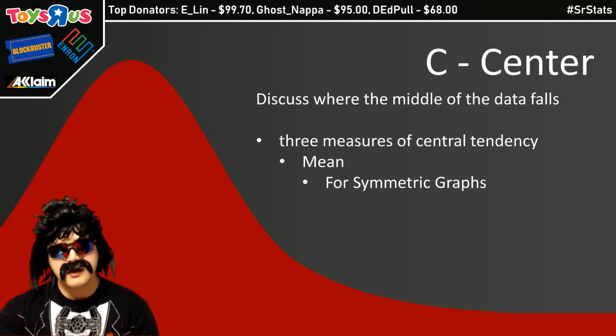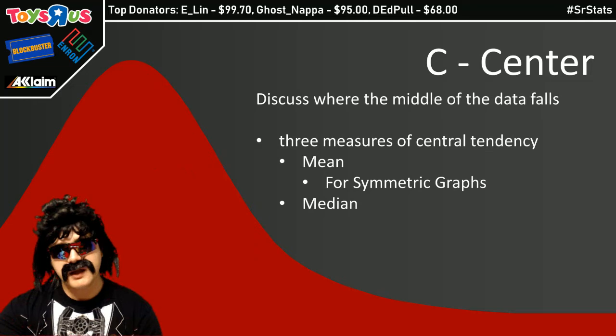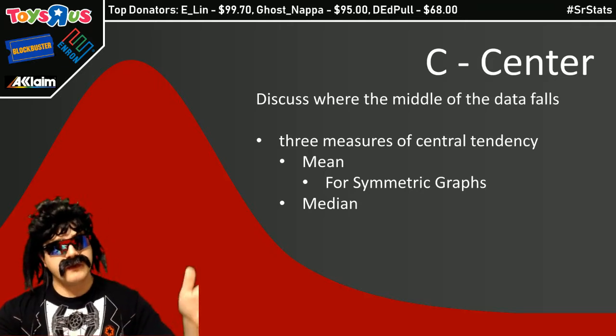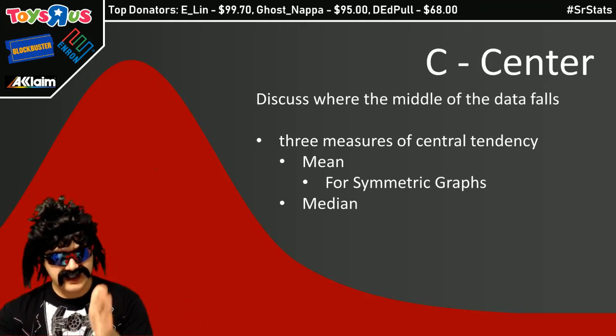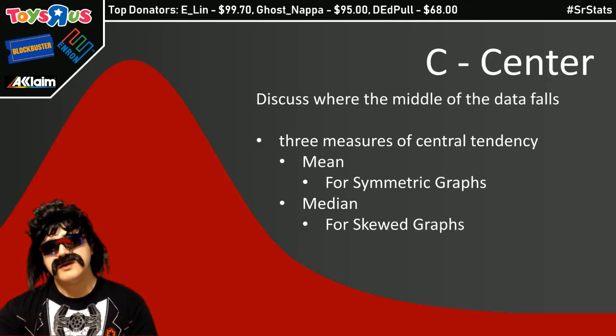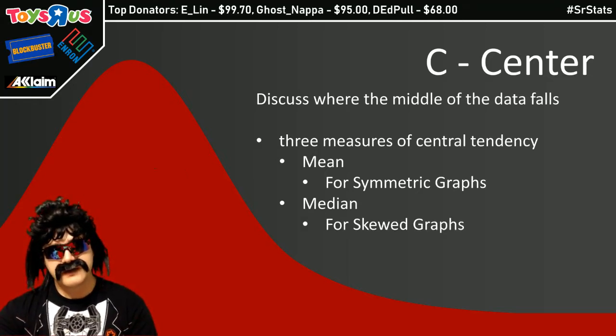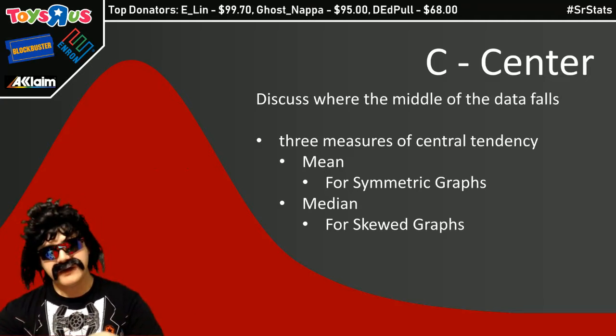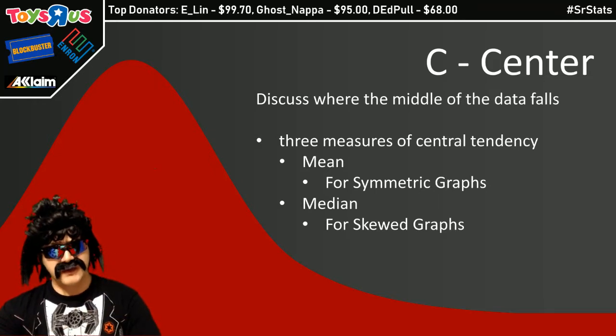Now, the median is the number that's actually in the middle. If you line them all up from least to greatest, whichever one's the exact middle number is your median. This is what you use for skewed graphs. We're going to talk about what a skewed graph is in just a little bit, but for right now, just remember, if we're talking about skewed graphs, we're going to use the median.